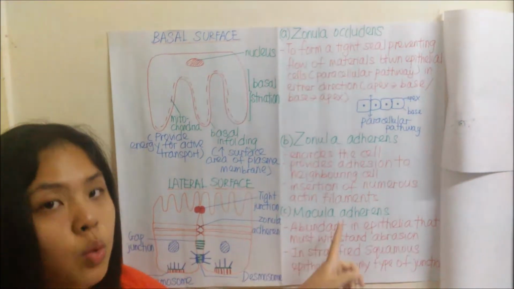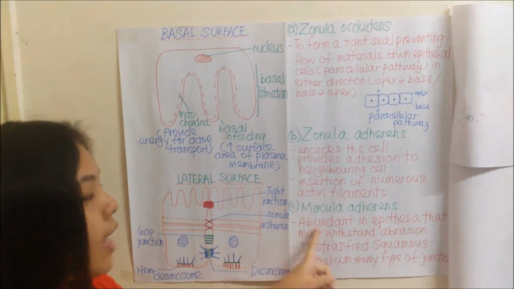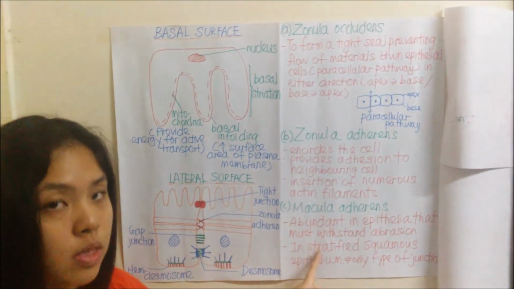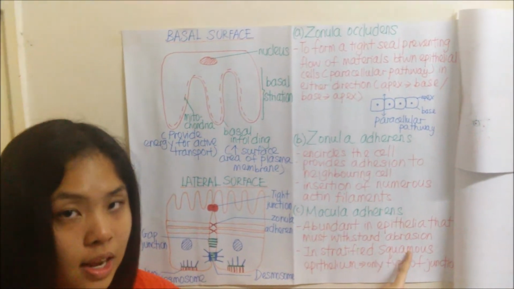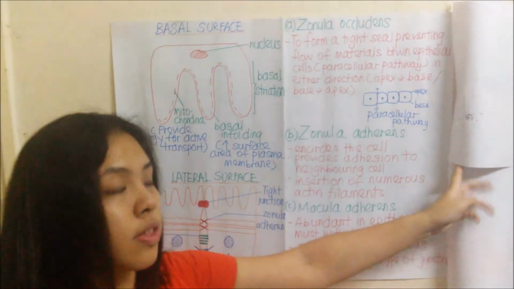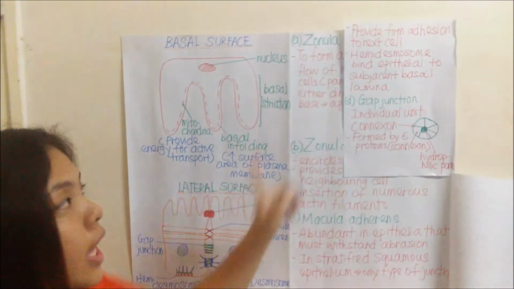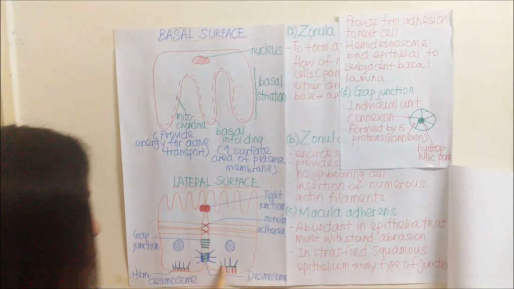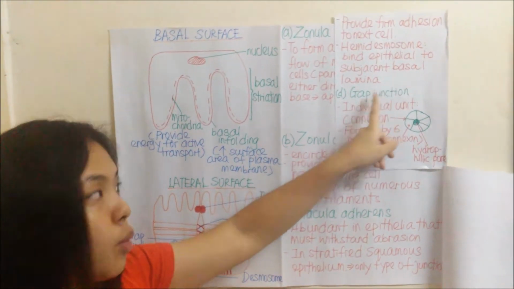Next is the macula adherens, also known as the desmosome. The desmosome is abundant in epithelia that must withstand abrasion, and in stratified squamous epithelium it is the only type of junction that is present. The function of the desmosome is to provide firm adhesion to the neighboring cells. The hemidesmosome binds the epithelia to the subjacent basal lamina.